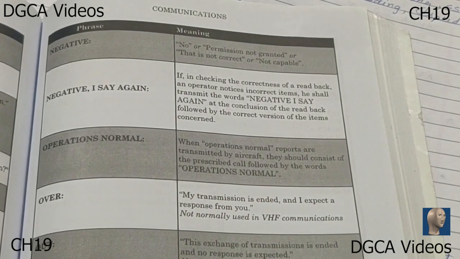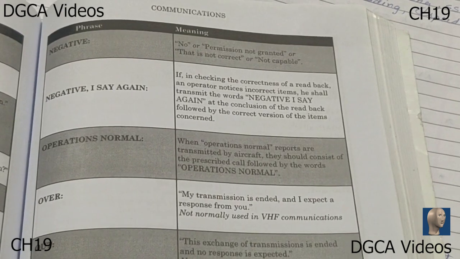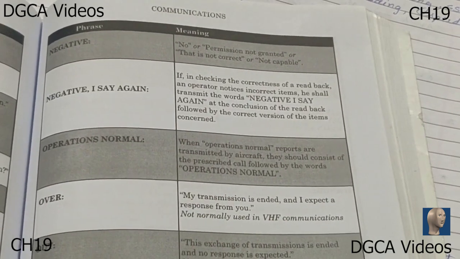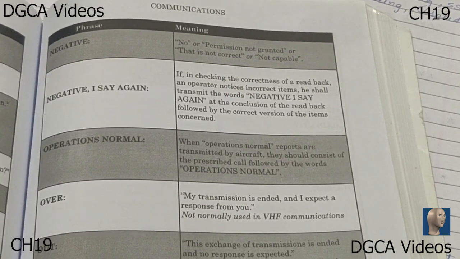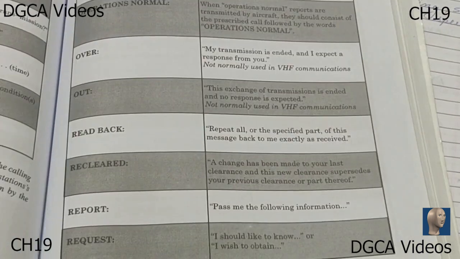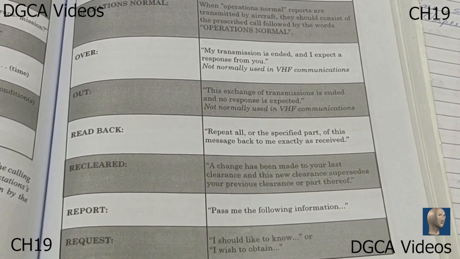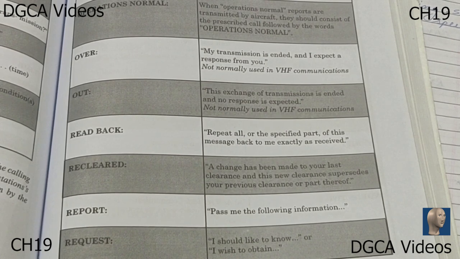Then over and out are actually not used in the VHF, but they are used in RF. So over means my transmission is ended and I expect a response from you, and out means that the transmission exchange has ended and do not expect a response from you. Readback means repeat all or the specified part of the message back to me exactly as received. Recleared, that means a change has been made to your last clearance and this new clearance supersedes your previous clearance as a part thereof.